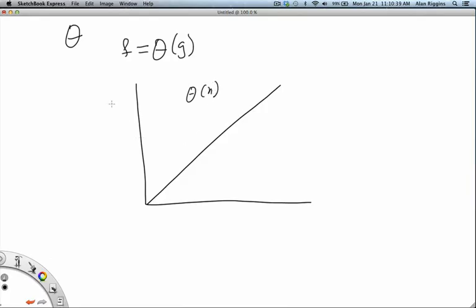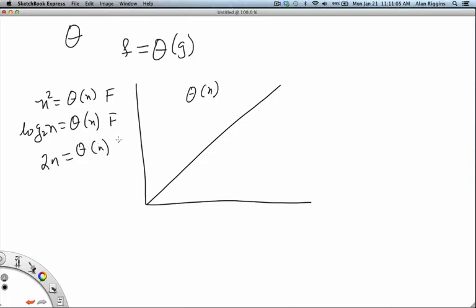Is it true then that n squared equals theta of n? No, this is false. It does not grow at precisely the same rate. Similarly, is log base 2 of n equal to theta of n? Also false. They do not grow at the same rate. 2n equals theta of n. This is true. 2n and n grow at precisely the same rate. So theta then is the tightest bound. It means it grows at precisely that rate.